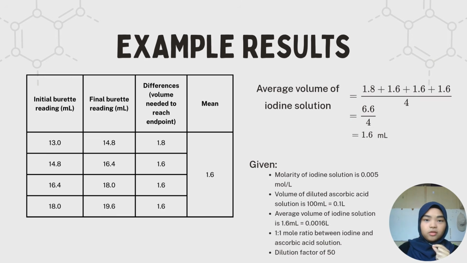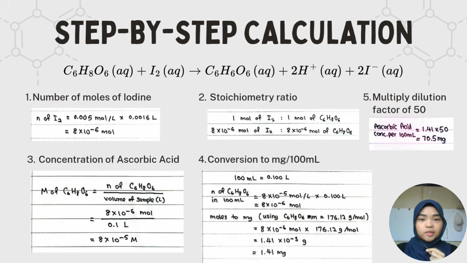The given data includes the molarity of iodine solution, 0.005 M, the volume of diluted lemon solution, 100 ml, equivalent to 0.1 liter, the average volume of iodine solution, 0.0016 liter, a 1:1 mole ratio between iodine and ascorbic acid, and the dilution factor of the ascorbic acid solution, 50 times. These values are used to calculate the concentration of ascorbic acid. Next, I will be explaining the step-by-step calculation used.